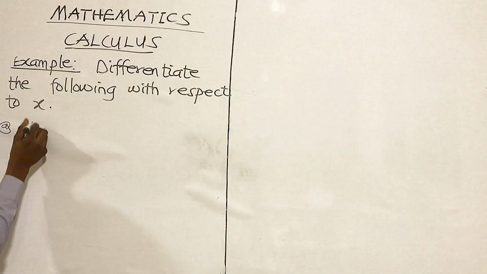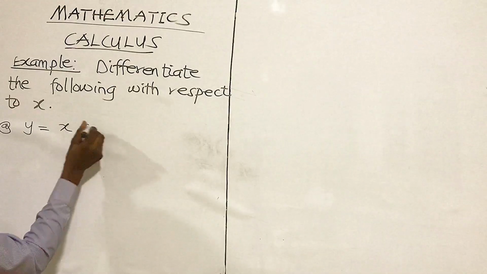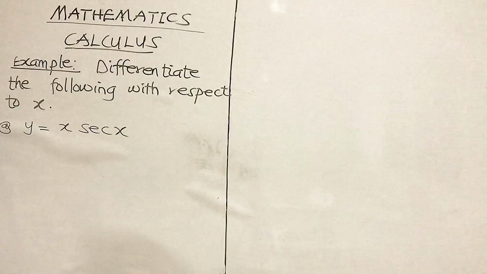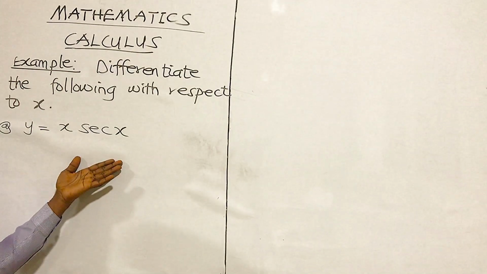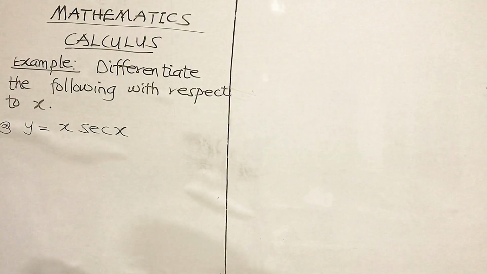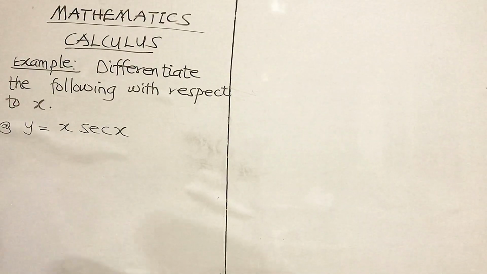A, we have y is equal to x sec x. From this example, the x is multiplying the sec x. And if you remember when we started with differentiation, anytime two functions are multiplying, then we use the product rule. So here we are going to use the product rule.